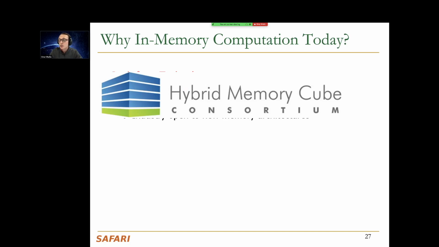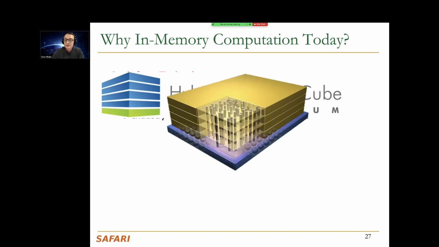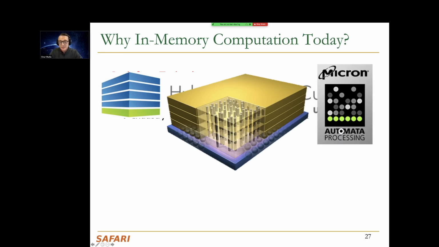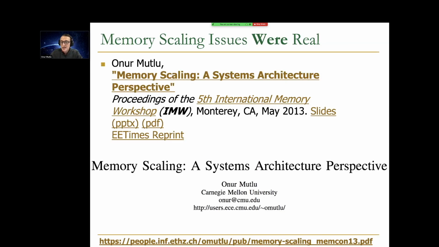We're already putting controllers close to DRAM with hybrid memory cube or high bandwidth memory type of 3D stack or 2.5D stack architectures that enable low latency, high bandwidth, low energy access to a logic layer from memory layers. And people are experimenting with different architectures, and there are even more experimental devices like monolithic 3D architectures. And this is happening because memory scaling has been an issue for a while.